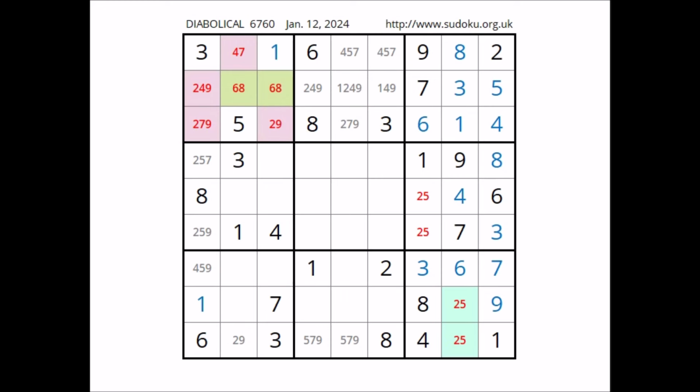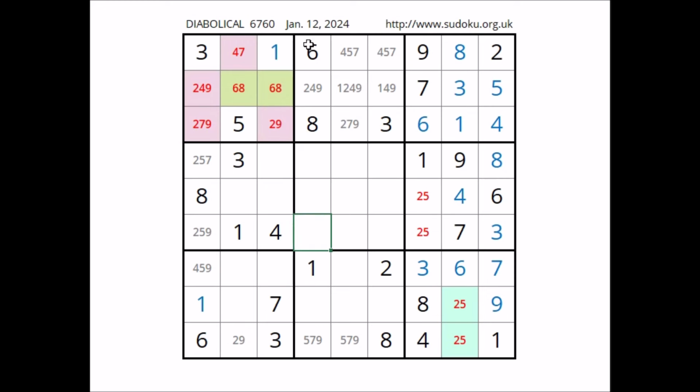What else? Let's see. Take a look at the row. 1, 2, 3, 4, 5 numbers are missing, okay? 2, 5, 9, and the other numbers are 6 and 8. In the row, in these 5 places, numbers 2, 5, 6, 8, and 9.